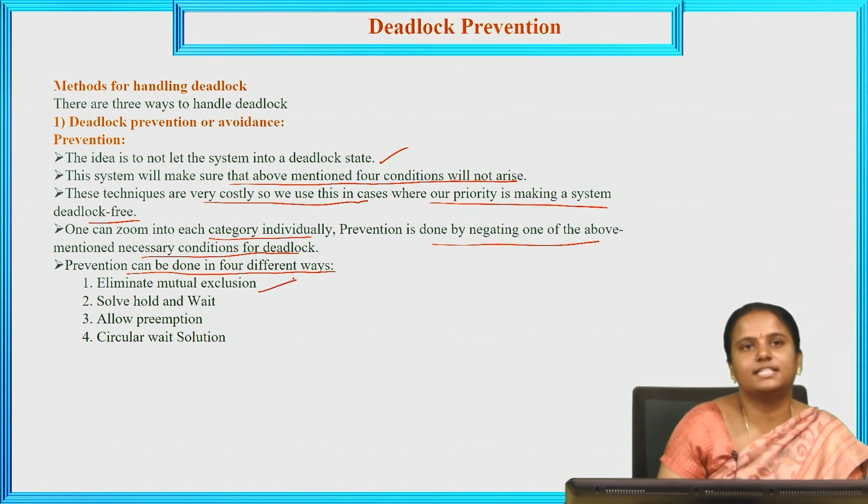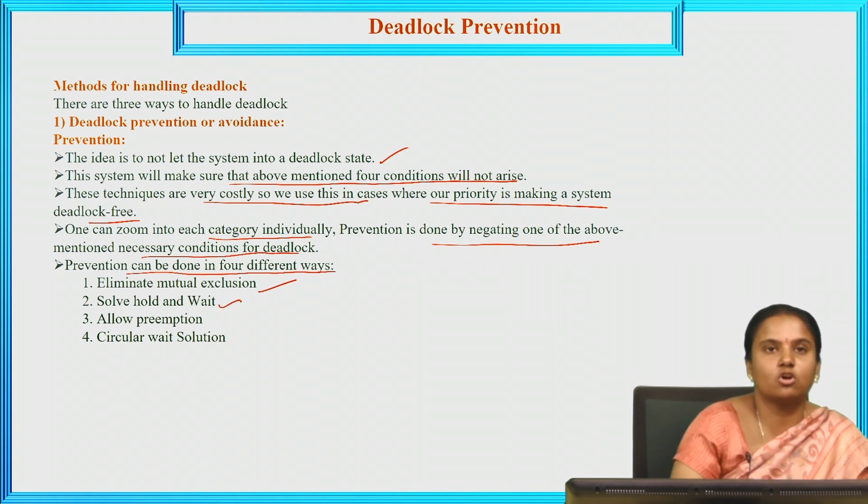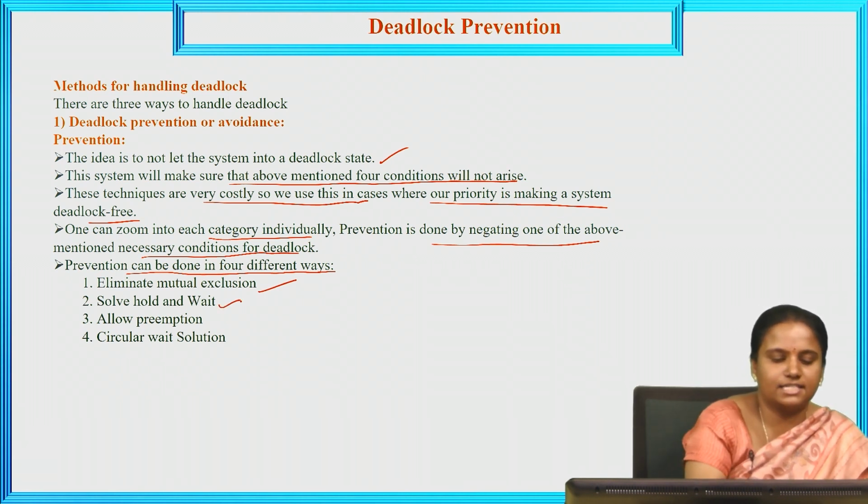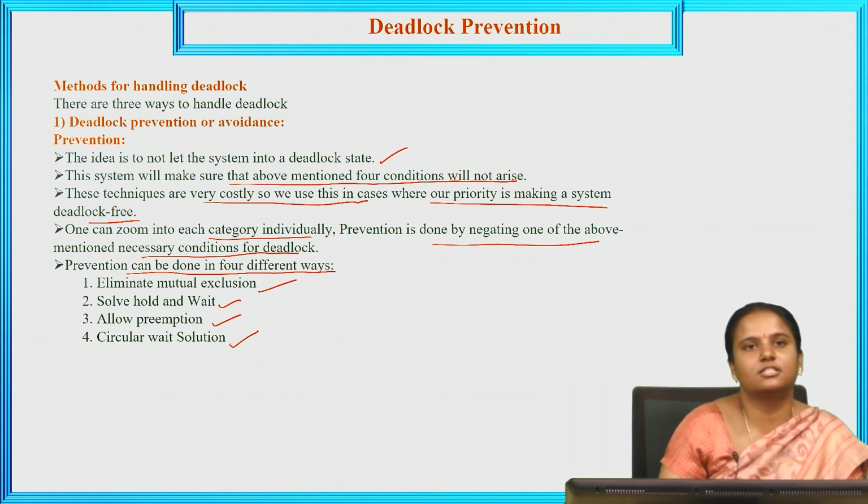Eliminate. So first it is going to eliminate mutual exclusion. Next it is going to solve the hold and wait. And next it allows preemption, and it is going to solve the circular wait. So these are the 4 different ways for the prevention of deadlock.